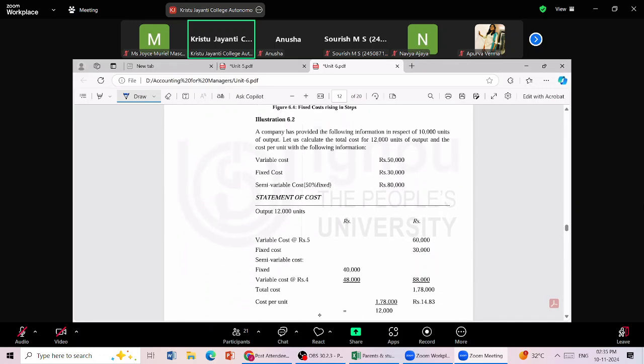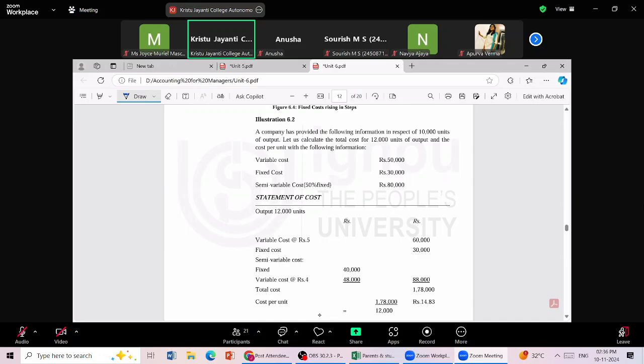Now you can see the question here. A company has provided the following information in respect of 10,000 units of output. Let us calculate the total cost of 12,000 units of output. Here the variable cost is given, the fixed cost is given, and for semi-variable they said 50% is fixed, which means the other 50% is variable. They asked us to compute the cost for 12,000 units. So I am finding out the cost for 12,000.